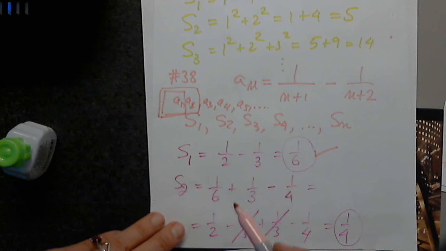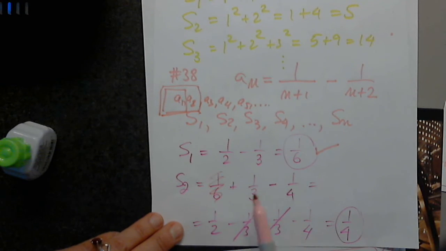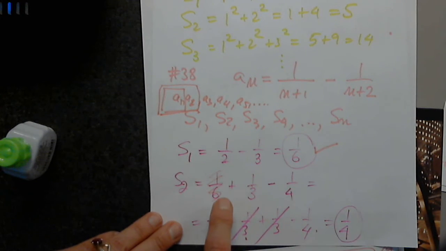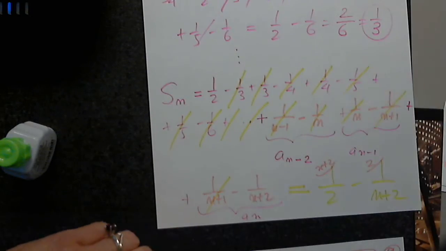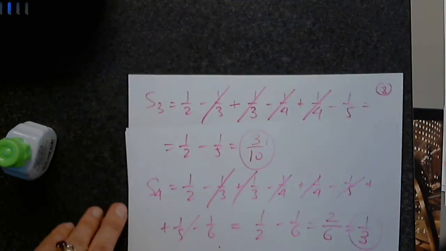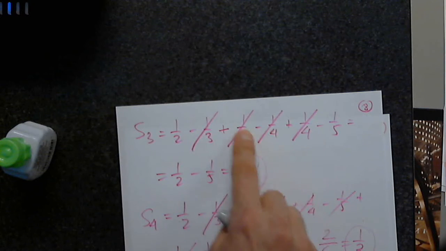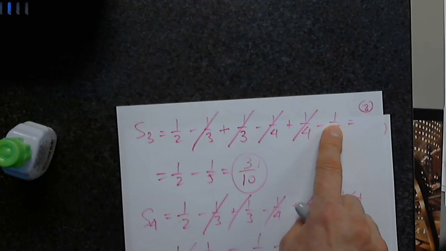Okay. Instead, I went back and I said, I'm not going to use 1/6, I'm going to use 1/2 minus 1/3, because this is 1/3 minus 1/4 and these two go away. So that's why I get S2, which is A1 plus A2, as being 1/4. Then for S3, I have to have A1 plus A2 plus A3.